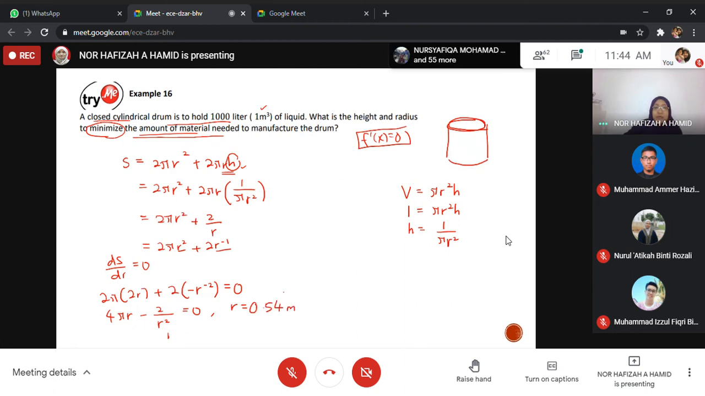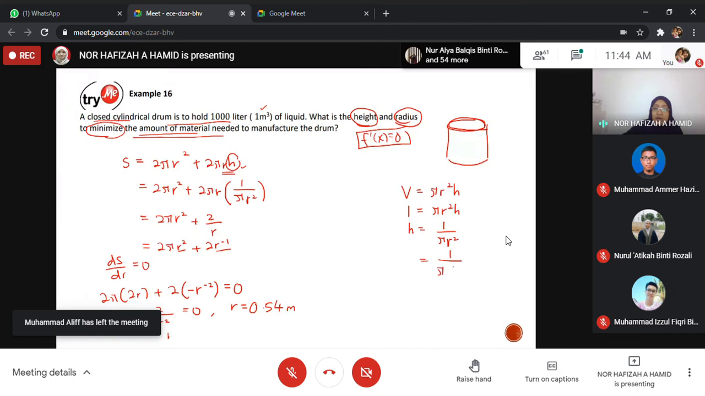Okay. So when you have the value of R, the radius, next you need to calculate the height. So to calculate height, substitute R into this equation of height. So 1 over pi. Substitute R with 0.54 meters, 0.54 squared. Okay. So you get the value of H. H is equal to 1.09.